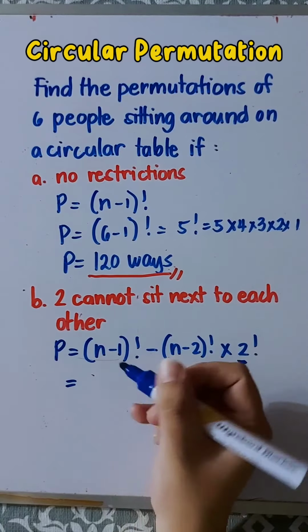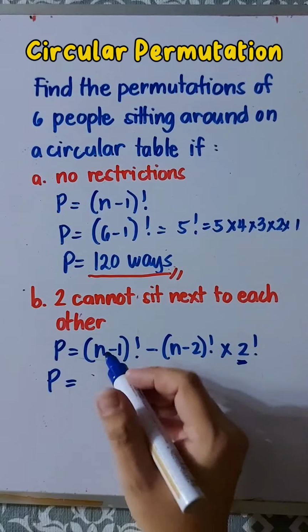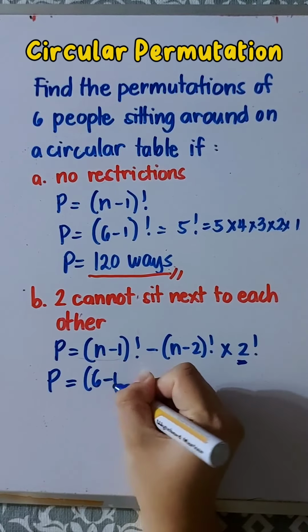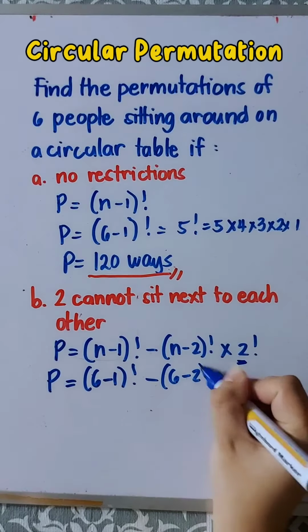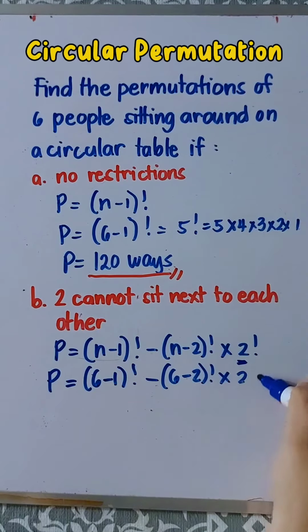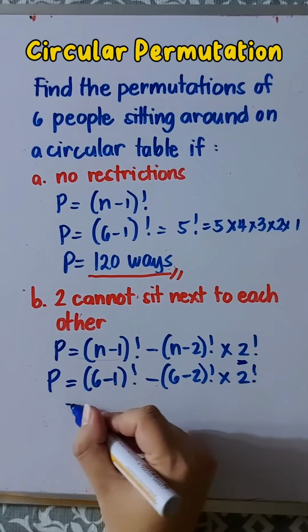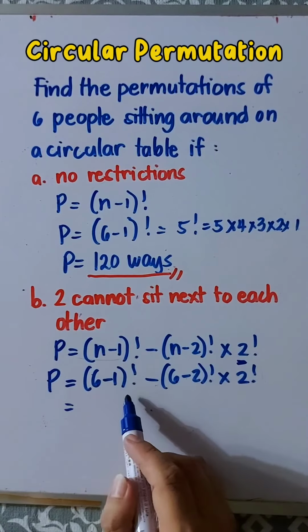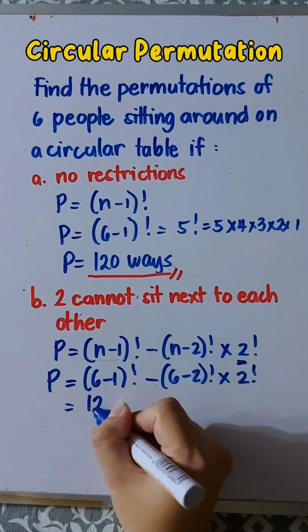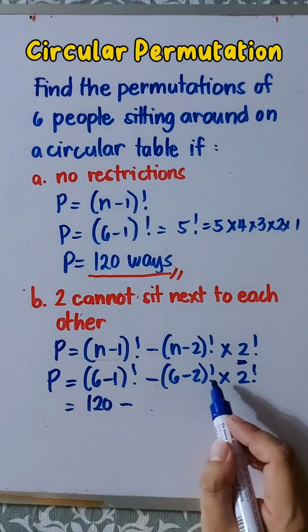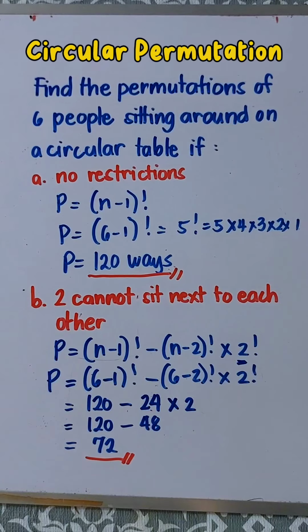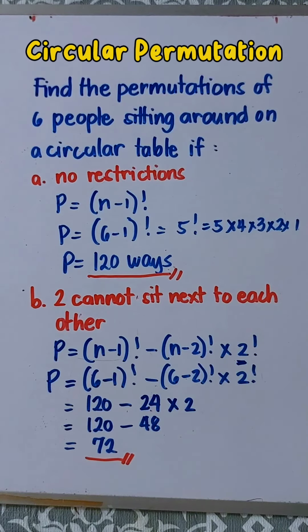So using our formula, we have n minus 1, so that is 6 minus 1 factorial minus 6 minus 2 factorial times 2 factorial. So 6 minus 1 factorial is 5 factorial, or 120 ways. Then we have 6 minus 2 factorial times 2 factorial, which is equal to 48. Then we have to simplify. 120 minus 48 is equal to 72 ways.